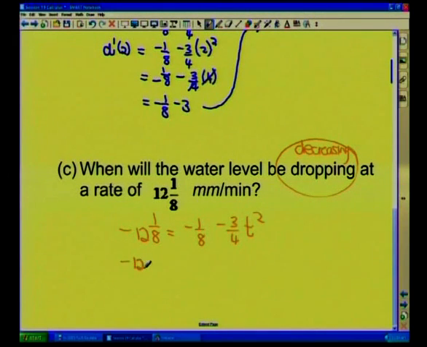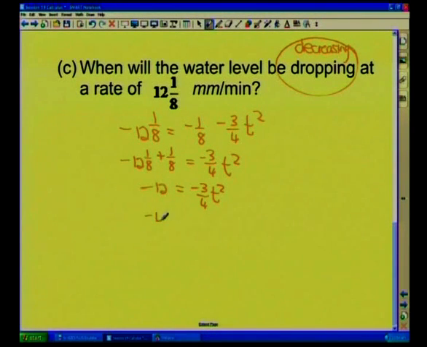Right, so now it's just a matter of working with our delightful fractions. If we do that, we've got minus 12 1/8 plus 1/8 equals minus 3/4 T squared. That's going to give me minus 12 is equal to minus 3/4 T squared. And if I times by 4, I'm going to get minus 48 is minus 3T squared. Dividing by minus 3, 16 is equal to T squared. So T is plus or minus 4. But obviously, if we're dealing with time, it can't be the negative. It must just be the positive. And so the answer is, at 4 minutes, the rate of decrease of the height of the water would be minus, well, 12 1/8.